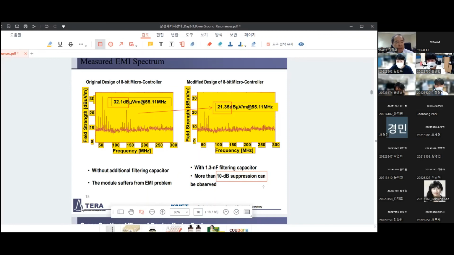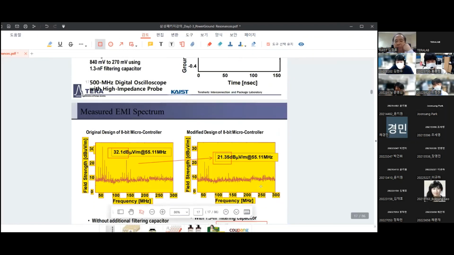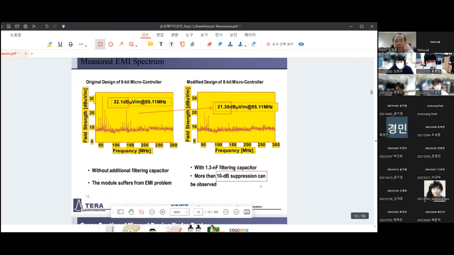And I remember that this chip passed the EMI qualification, and finally they were able to sell this product to their customers. This is a very short verification, but I'm very happy to show the function of on-chip decoupling capacitors to suppress the high-frequency noises.